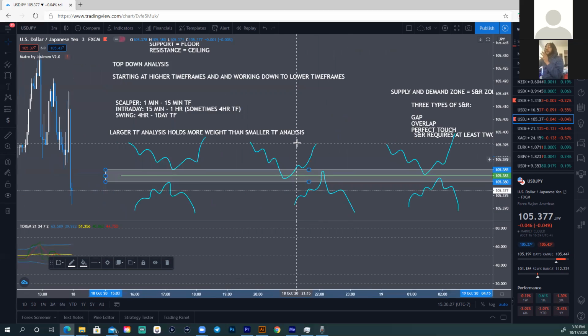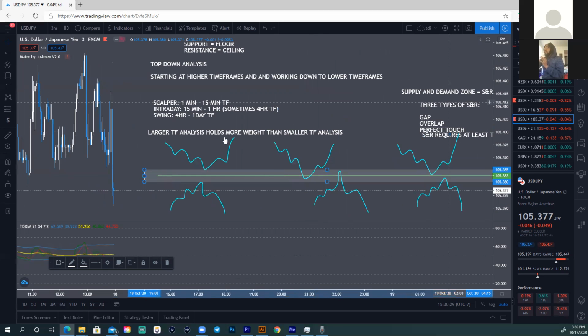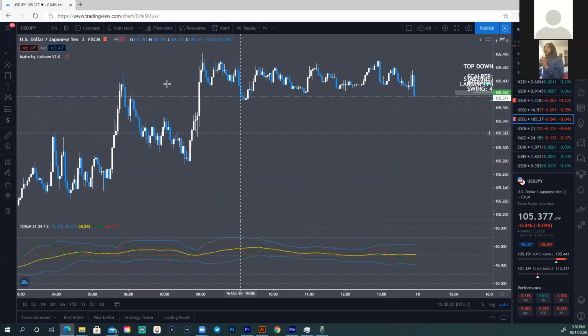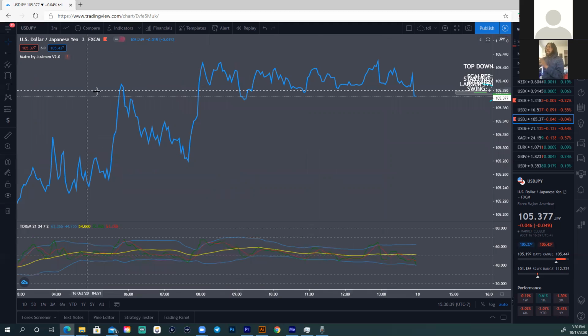Now, how do you draw this? How would you actually go to a pair and look at this? If you don't know, the line chart tells the true story of the market. The line chart does not include the wick.